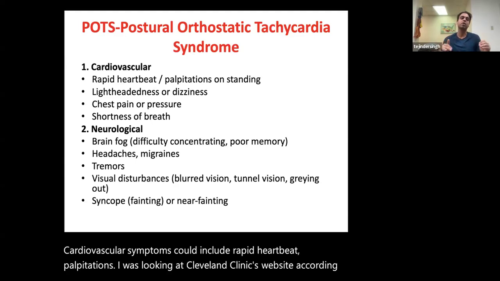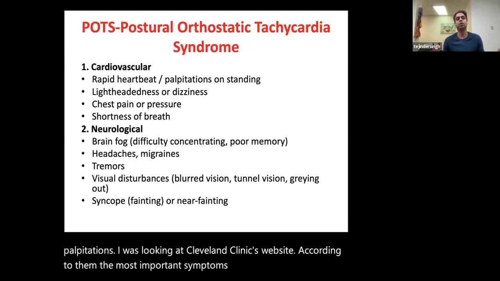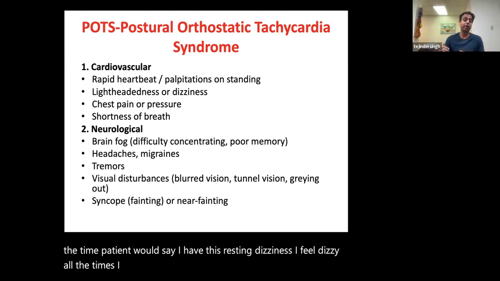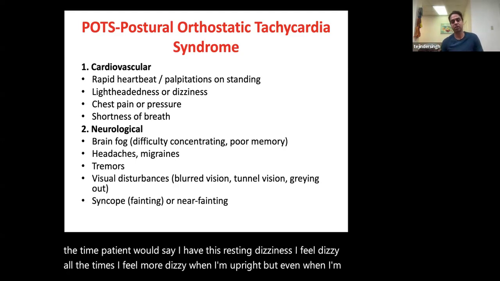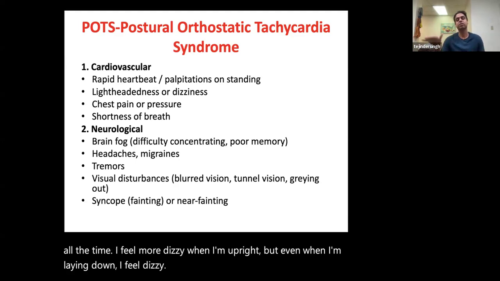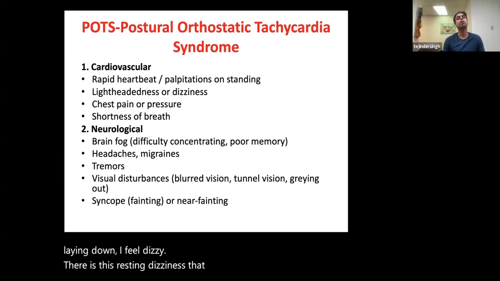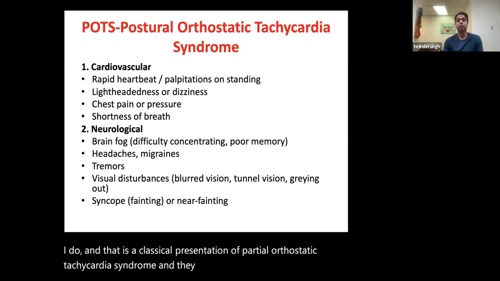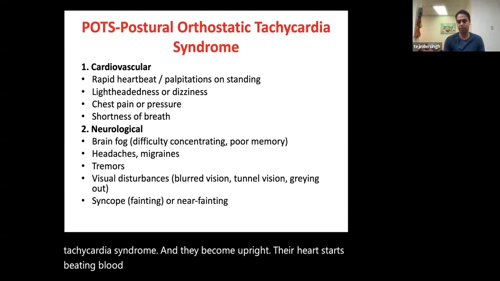According to them, the most important symptom is the patient would feel dizzy all the time. Patient would say, I have this resting dizziness. I feel dizzy all the time. I feel more dizzy when I'm upright, but even when I'm laying down, I feel dizzy. There's this resting dizziness that stays with me regardless of what I do. And that is a classical presentation of postural orthostatic tachycardia syndrome. When they become upright, their heart starts beating, blood pressure, BP, heart rate greater than 100.